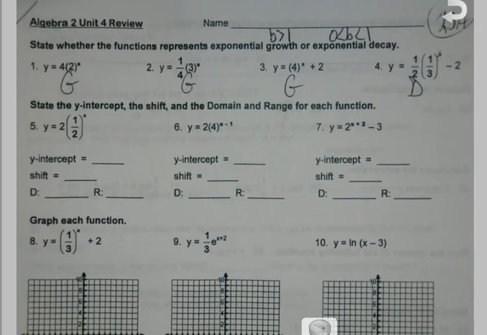All right, state the y-intercept, the shift, the domain, and the range for each. Now, could I punch each of these in the calculator to get some of my information? If I want to look at a picture, I certainly can. But there are some base things that I should be able to figure out on my own.